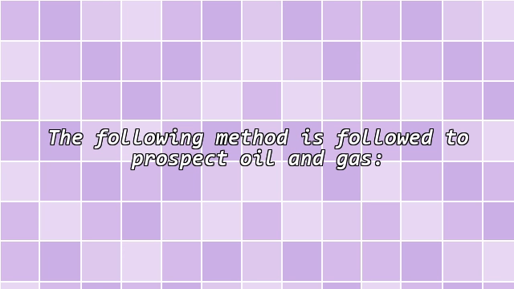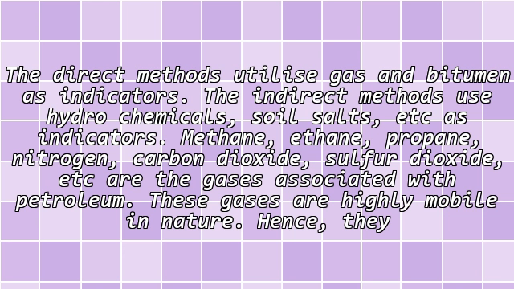The following method is followed to prospect oil and gas. The direct methods utilize gas and bitumen as indicators. The indirect methods use hydrochemicals, soil salts, etc. as indicators. Methane, ethane, propane, nitrogen, carbon dioxide, sulfur dioxide, etc. are the gases associated with petroleum.